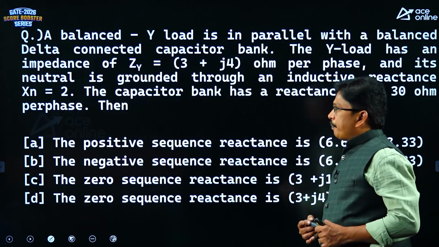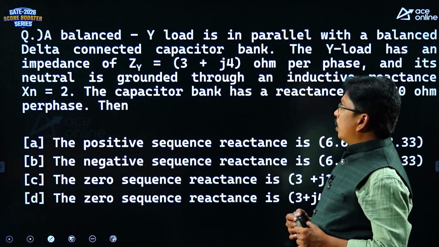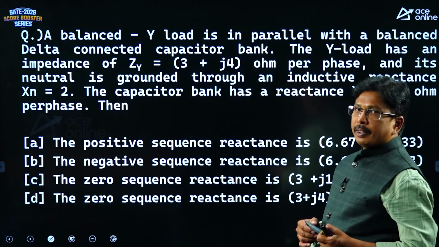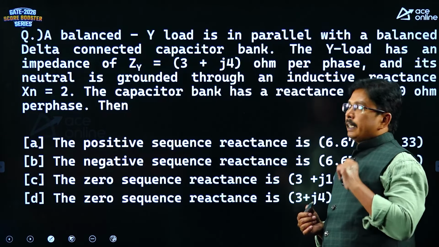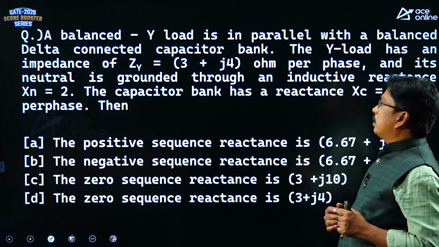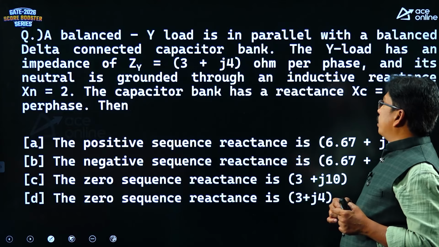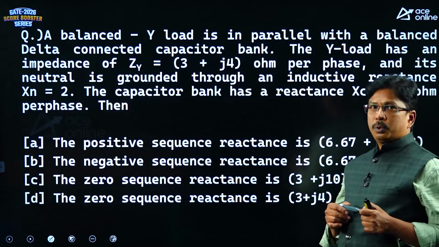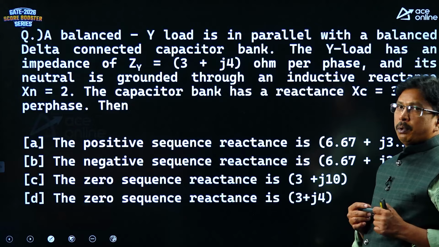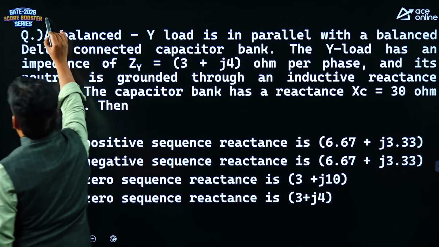The next question. See the next question here. A balanced star connected load is in parallel with a balanced delta connected capacitor bank. So we are having a star connected load and a delta connected capacitor bank. The star load has an impedance of Z star equal to 3 plus J4 ohms per phase, and its neutral is grounded through an inductive reactance of Xn equal to 2 ohms. The capacitor bank has a reactance of Xc equal to 30 ohms per phase. Then, which of the following are correct? It is MSQ.